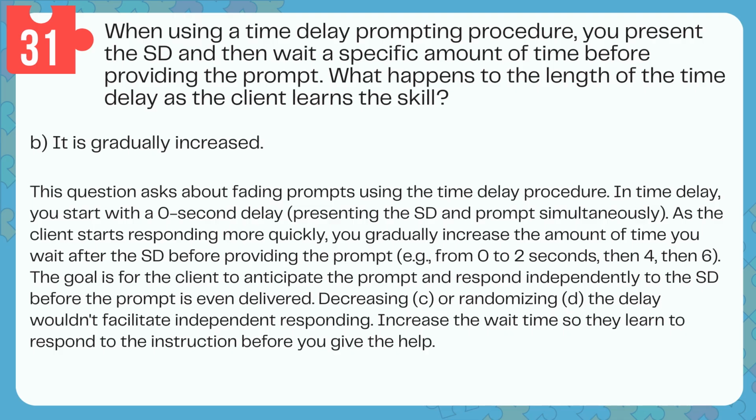Explanation. This question asks about fading prompts using the time delay procedure. In time delay, you start with a 0-second delay, presenting the SD and prompt simultaneously. As the client starts responding more quickly, you gradually increase the amount of time you wait after the SD before providing the prompt, for example from 0 to 2 seconds, then 4, then 6. The goal is for the client to anticipate the prompt and respond independently to the SD before the prompt is even delivered. Decreasing, C, or randomizing, D, the delay wouldn't facilitate independent responding. Increase the wait time so they learn to respond to the instruction before you give the help.